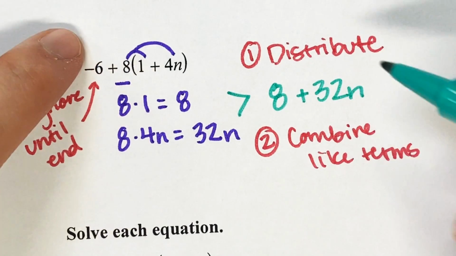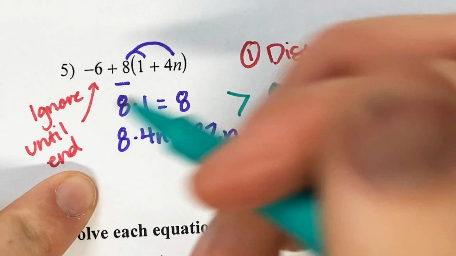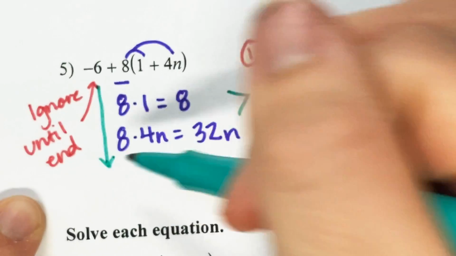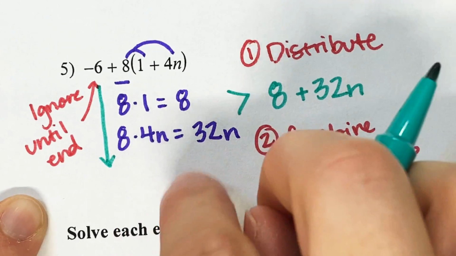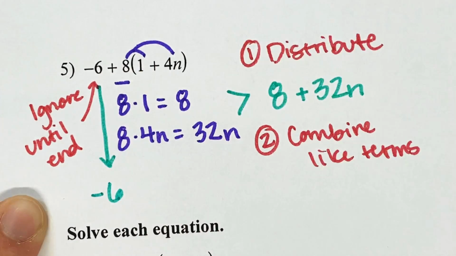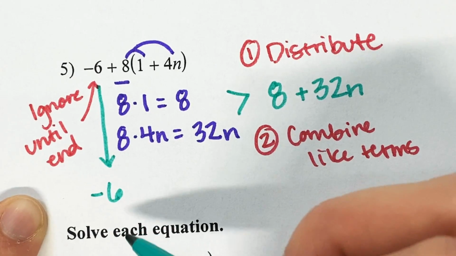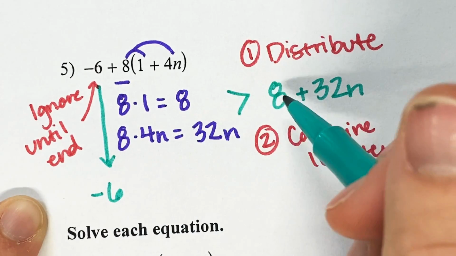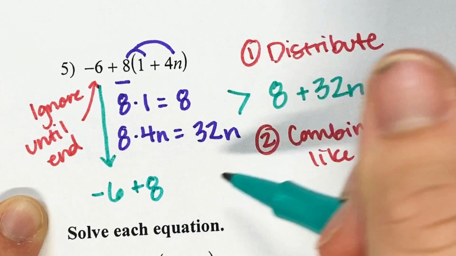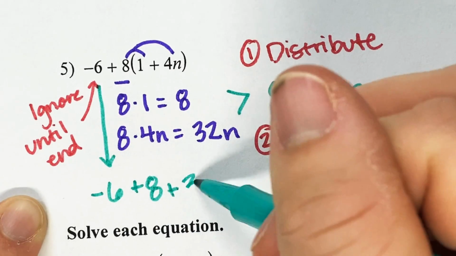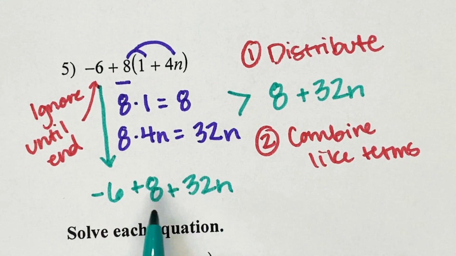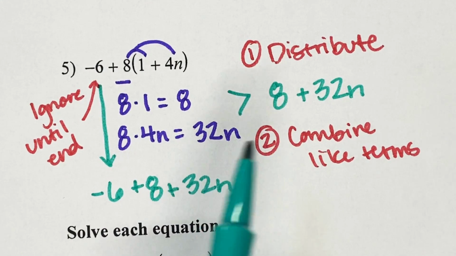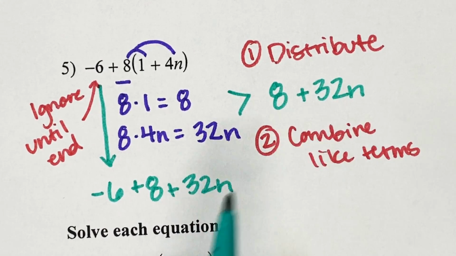Now we're going to bring down this negative 6 and then rewrite it again. Sorry, we just could have rewritten it right there. Oh well. Now the negative 6 has been waiting patiently. Now we can say it's negative 6 plus 8 plus 32n. So we got rid of our parentheses by distributing. We did our first step. Now we can go ahead and combine like terms.